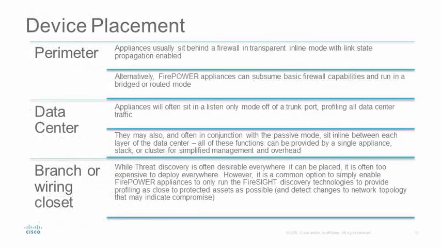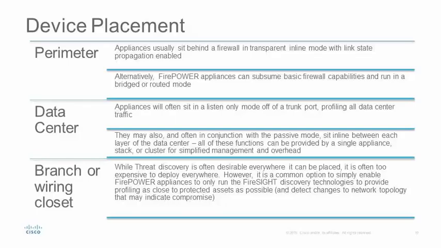So just to reiterate, device placement. Perimeter appliances usually sit behind a firewall. Chances are transparent inline mode is the easiest way to go. You turn on what's called link state propagation, so that the device north of the next-gen IPS is aware if the device south of the next-gen IPS should have an interface bounce or lose connectivity. We want to propagate the state of that link up to the other device.